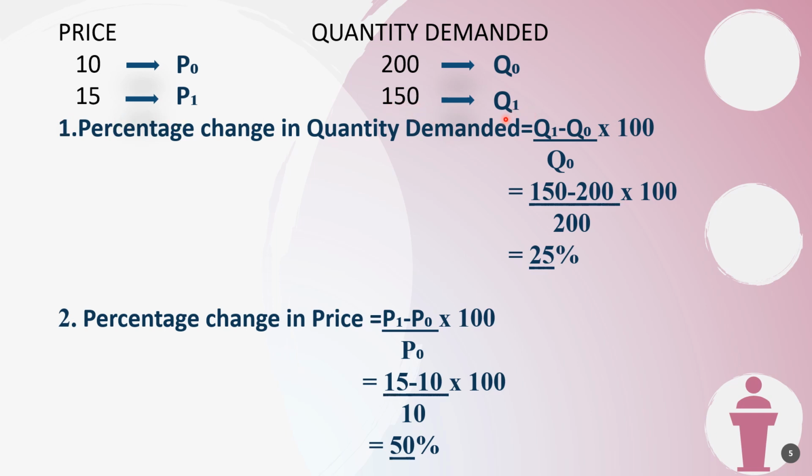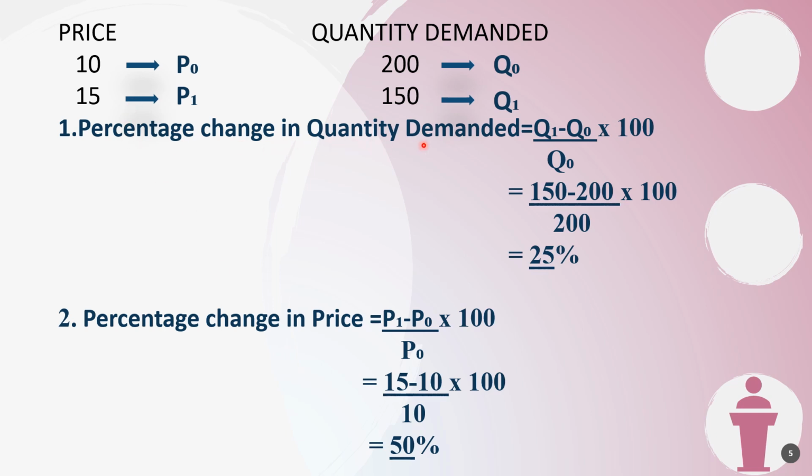We call it Q1. As you can see here, the percentage change in price is not given. Neither is the percentage change in quantity demanded. So we will have to find out the percentage change in quantity demanded and the percentage change in price, because in the formula of elasticity of demand, we need these two values. So let us see how we find them out.